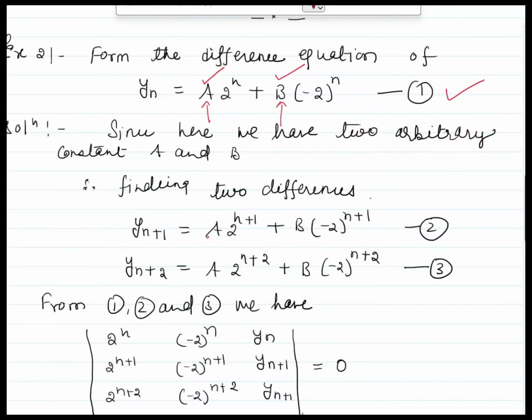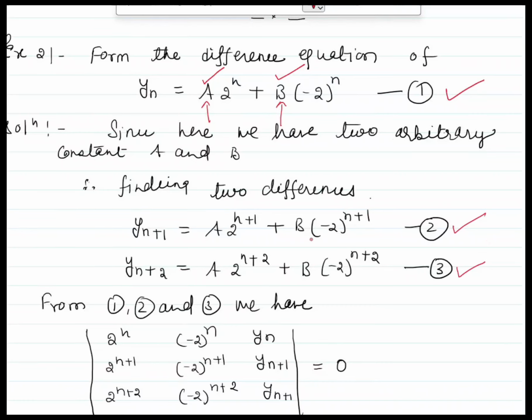y(n+1). To find y(n+1), just increment this n to n+1. So we have a to the power n+1 plus b times (minus 1) to the power n+1. Similarly, if we are finding the next difference, again increment this n to n+1, so we have n+2. This equals a to the power n+2 plus b times (minus 1) to the power n+2.